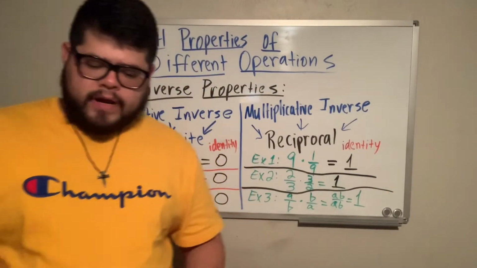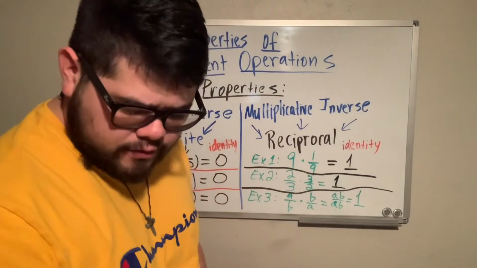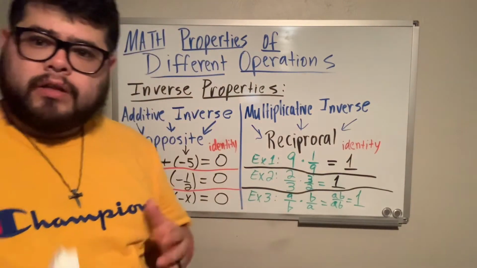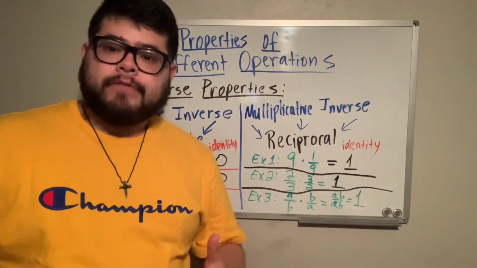Hey class, we're going to go ahead and get into part 5 of the math properties of different operations. Our last property we're going to talk about is the distributive property.